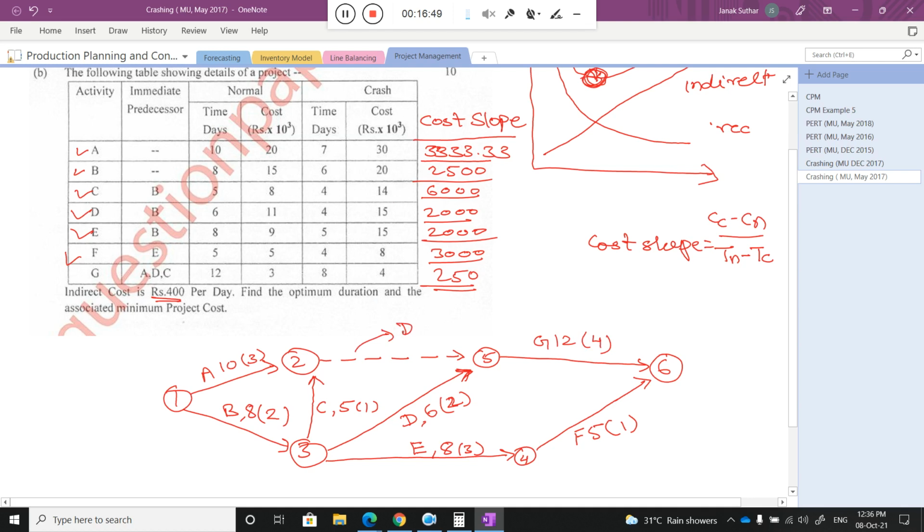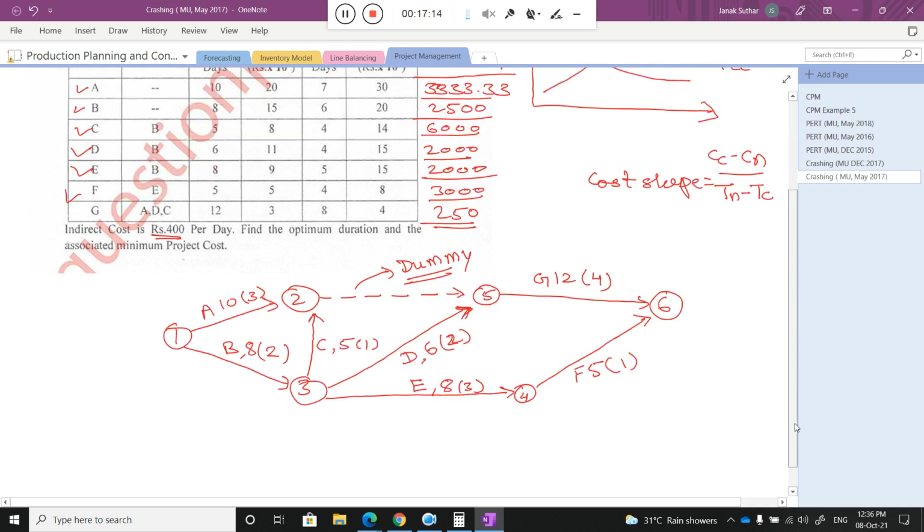Good. Okay, so this point is very critical, how to draw the dummy. Please do the practice and then you will understand how to draw the network diagram quickly. Otherwise it will take approximately 10 minutes in your exam. So please solve at least 3 to 4 numericals on the basis of the network diagram, then you will understand all the things.